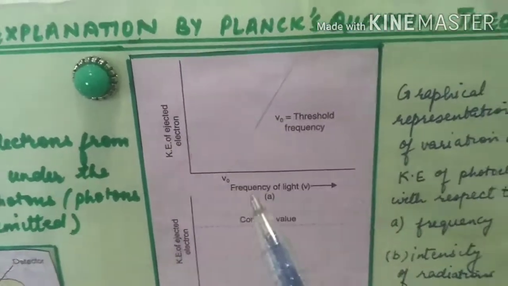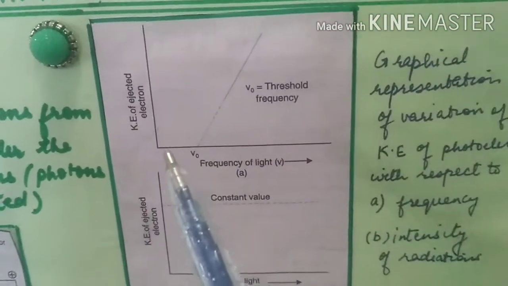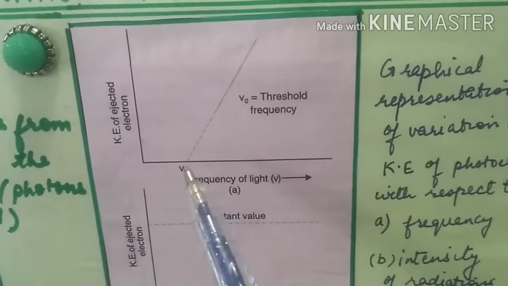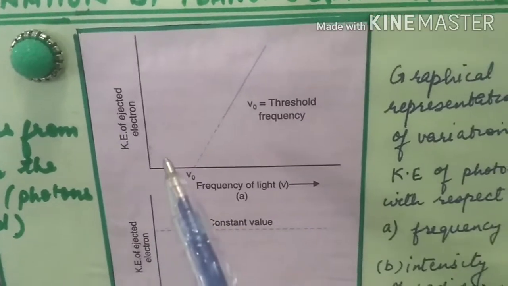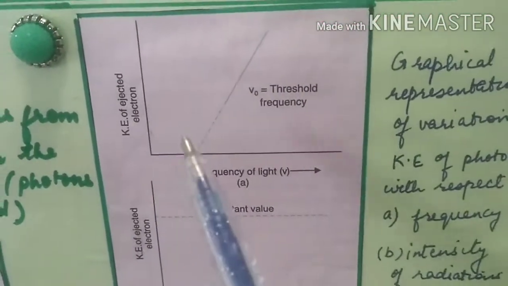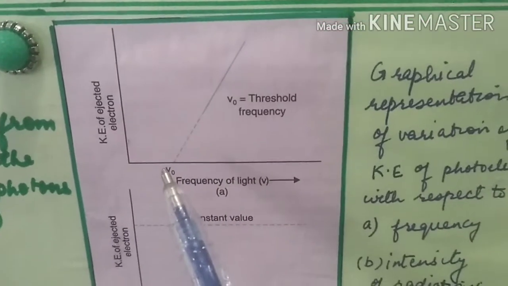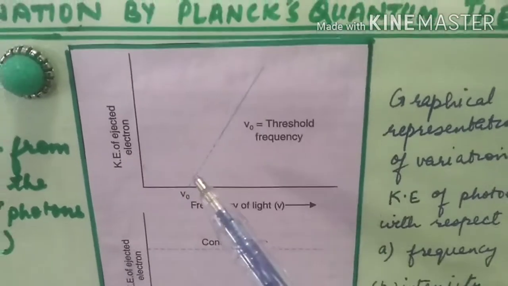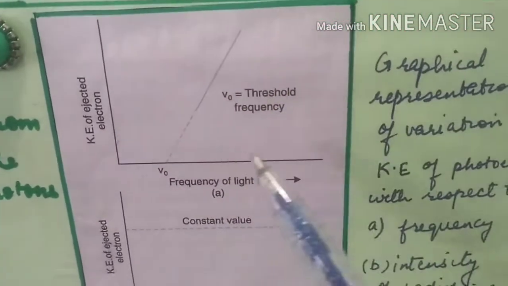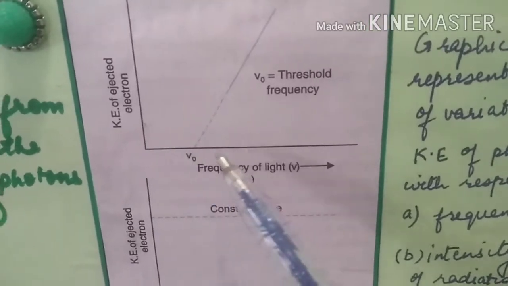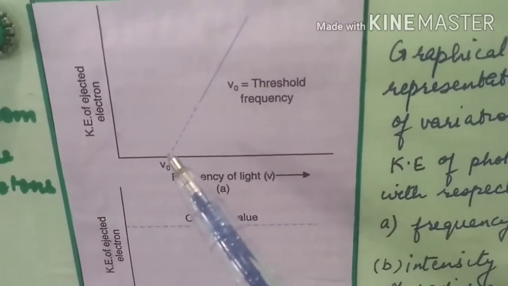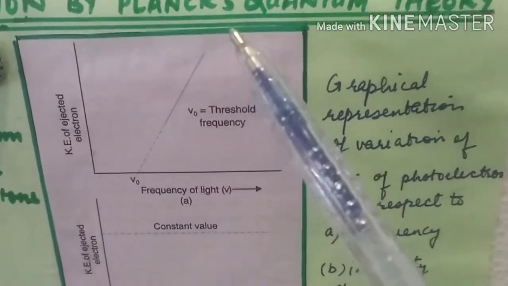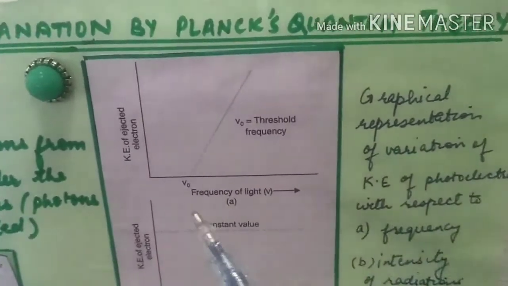this is a graphical representation where we have kinetic energy of ejected electron and frequency of light. Before this frequency nu naught, light incident does not result in the ejection of electrons. This minimum frequency is needed for the ejection of electrons. If the frequency of light is greater than this value, then you see extra energy is converted into kinetic energy of the ejected electron, and kinetic energy then increases linearly with the frequency of light.